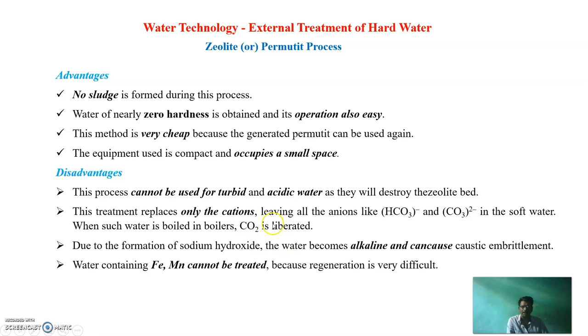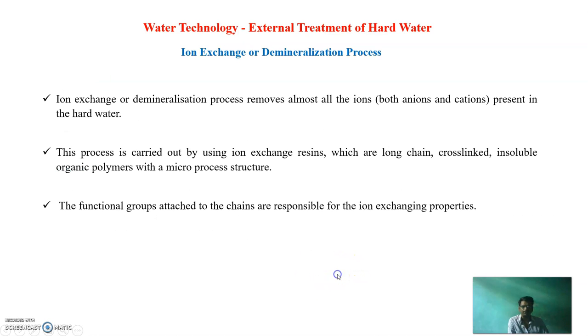That will be a problem for boilers. Next one, due to formation of sodium hydroxide, the water becomes alkaline in nature, and the magnesium present in that hard water cannot be treated. So it will interfere while we are doing the regeneration process.